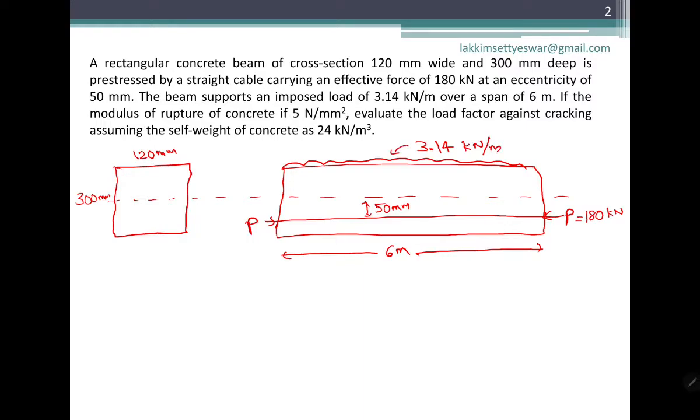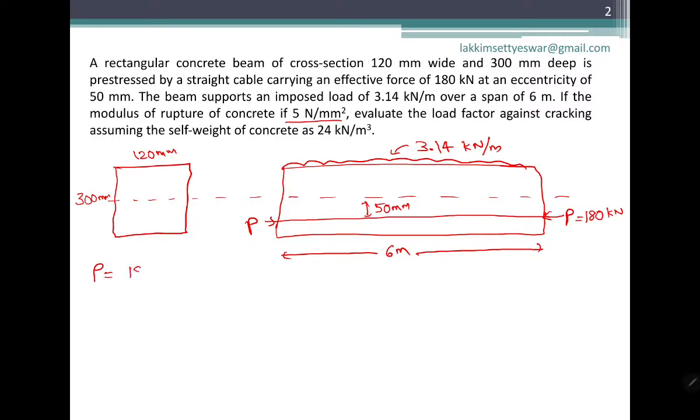If the modulus of rupture of the concrete is 5 Newton per mm square, evaluate the load factor against cracking, assuming the self weight of the concrete as 24 kN per meter cube. Now we need to calculate the cracking moment. So cracking moment is where the cracks will come, or at what moment the failure occurs. So first let's read the given data and calculate the sectional properties.